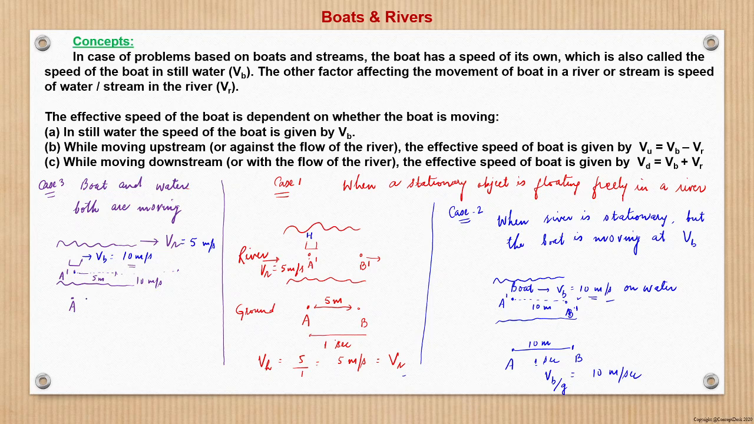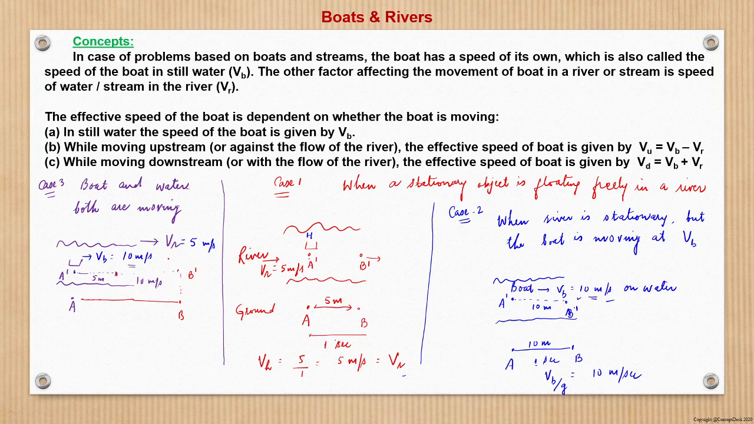So effectively, in the frame of ground, we see that the boat has moved from point A on the ground to this location on the ground, which is B. Let it be B dash here.